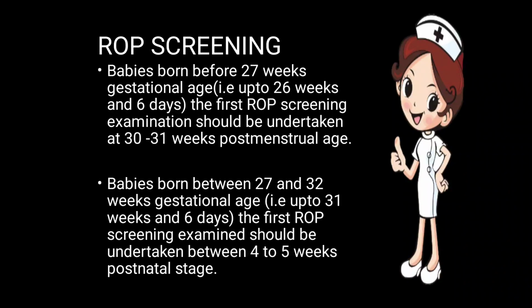Now ROP screening. Babies born before 27 weeks gestational age, those babies which are born before 27 weeks of gestational age, means up to 26 weeks and 6 days, the first ROP screening examination should be undertaken at the 30 to 31st week of post-menstrual age. Okay. Next one, those who are born between 27 and 32 weeks of gestational age, that is up to 31 weeks and 6 days, first ROP screening should be examined between 4 to 5 weeks of postnatal age.